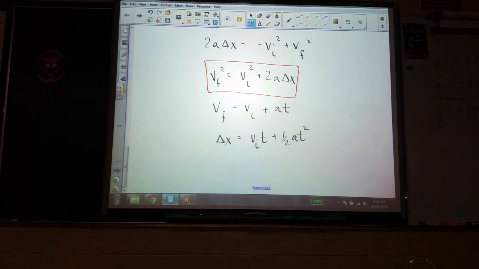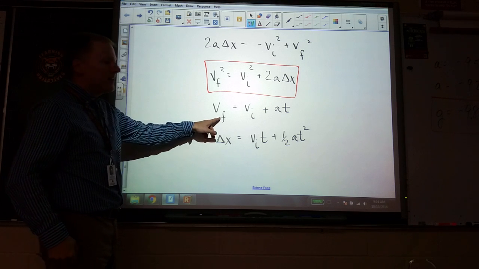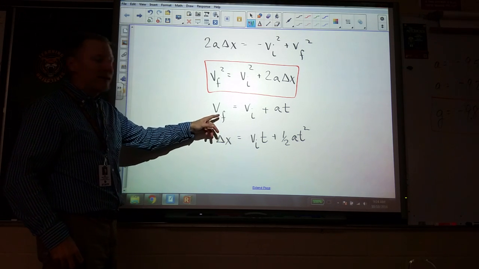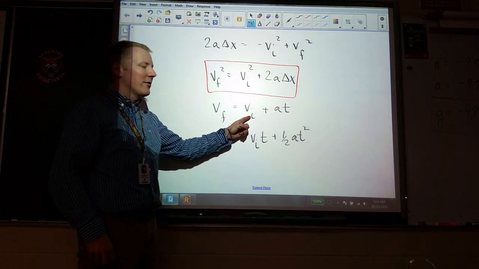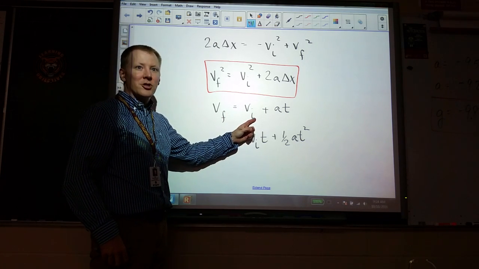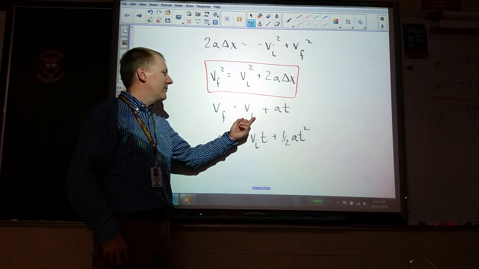So the second one that's not boxed, what does that describe again? Well, let's see what each of these means. What does VF mean? V final. So at the end of a time window, here's the velocity. What about that? Initial. So what's its speed or velocity at the beginning?